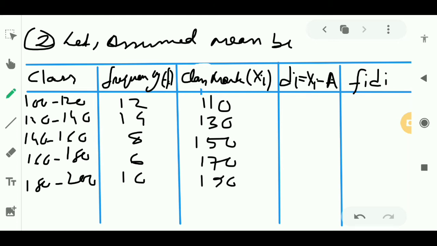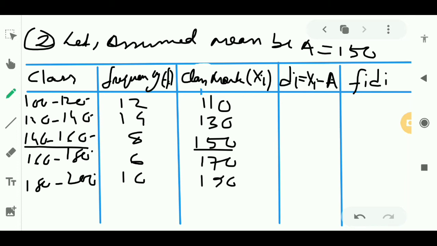So assume mean a, equal to how much? First we look at how many classes there are: 1, 2, 3, 4, 5 classes. In the middle, 140 to 160 is there. So we will see what the class mark is in that. 150 is the class mark, so 150 will be the assume mean. The middle class mark xi we take as the assume mean.